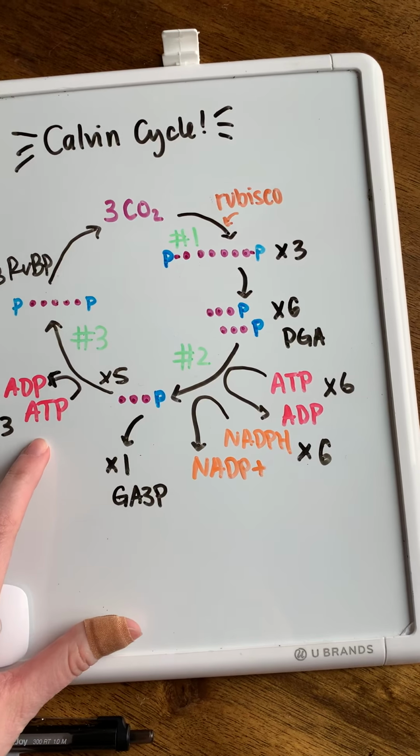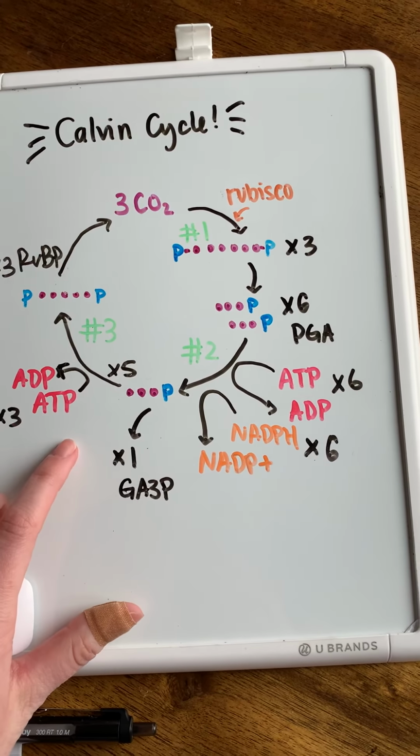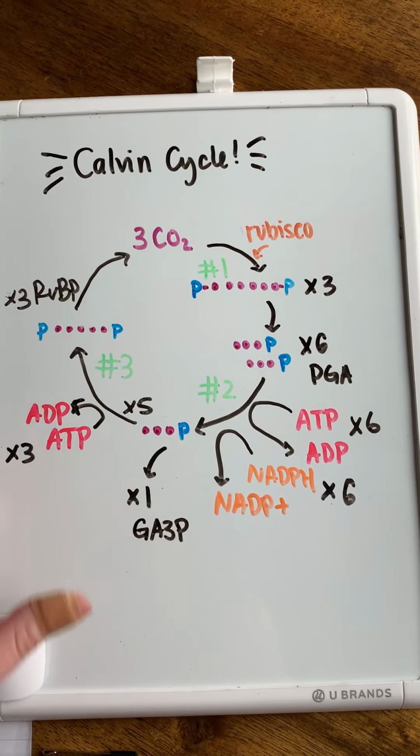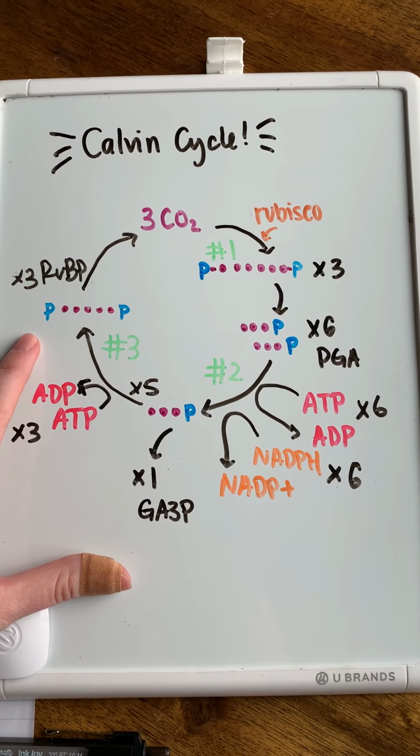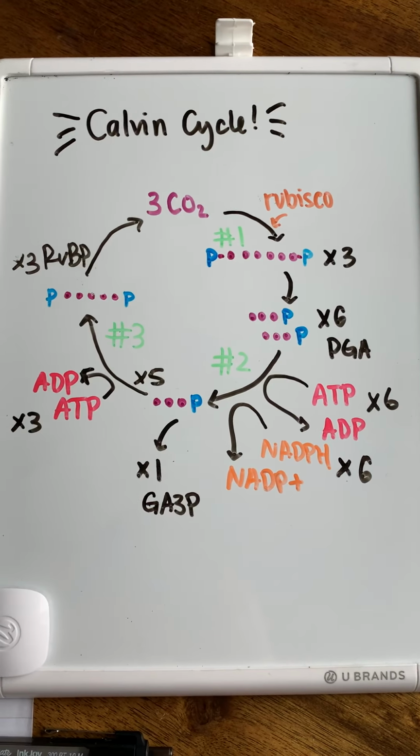So 3 ATP go in, leave as ADP, they drop off their phosphates, and leave us with 3 RuBP that are ready for the next cycle, ready for the next CO2.